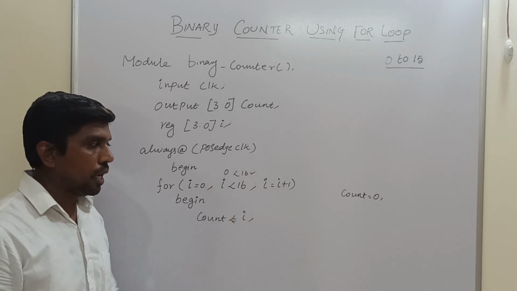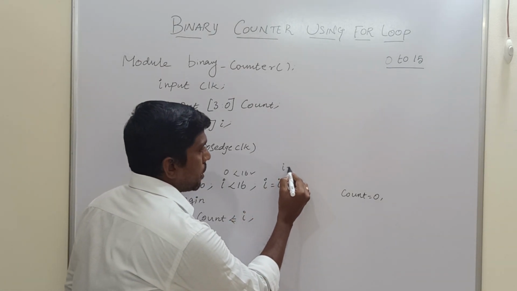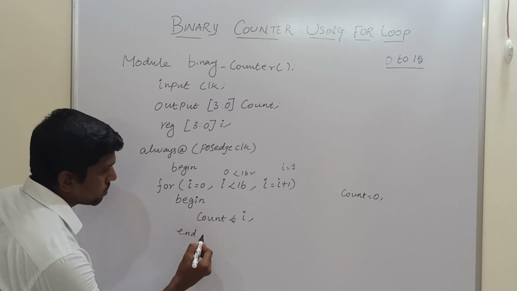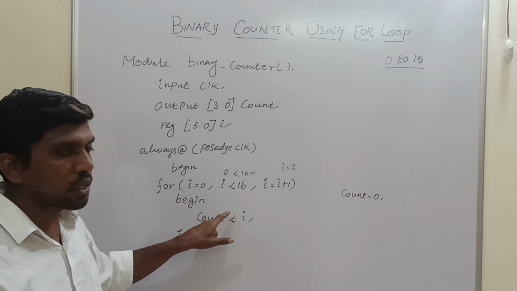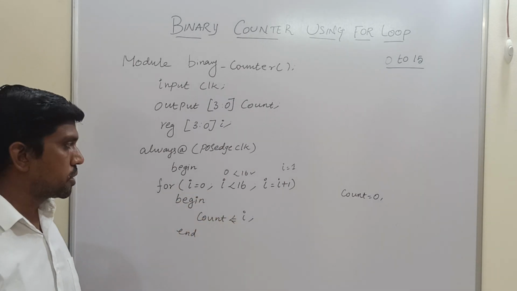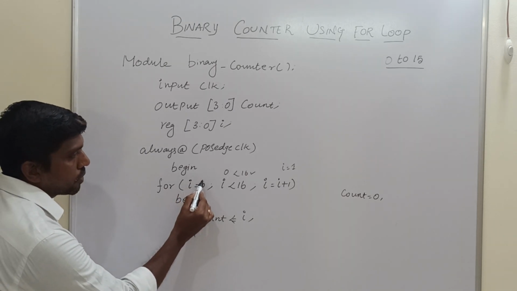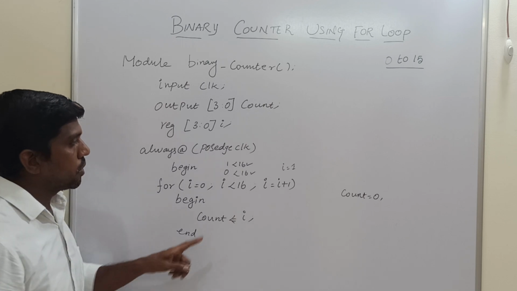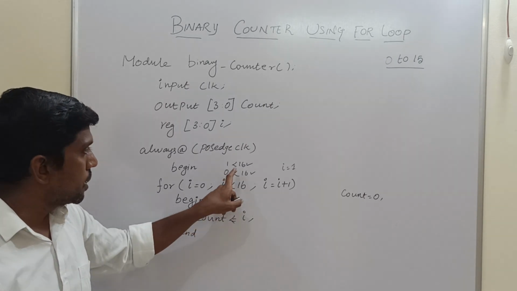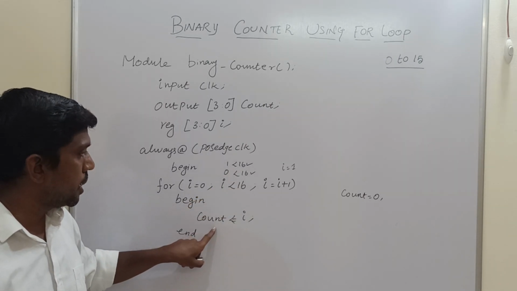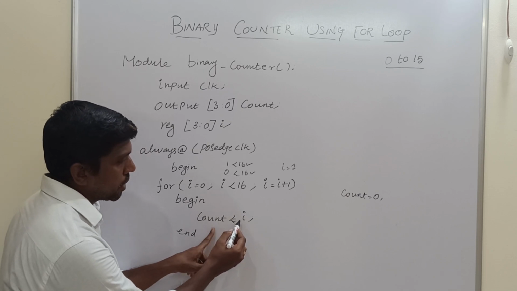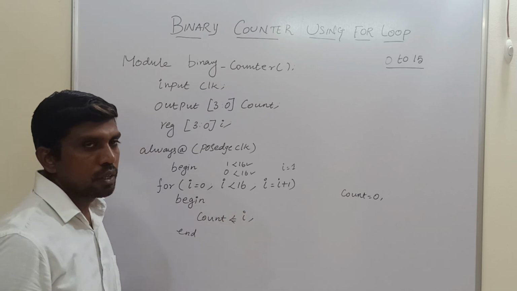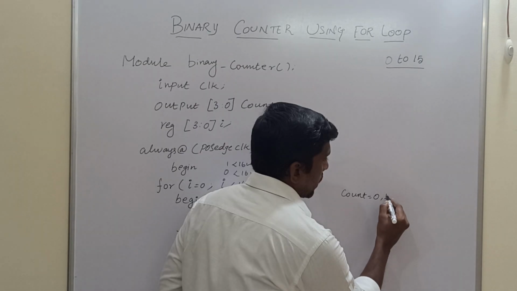Then i = i + 1, so now the i value goes to 1. Then end. Here the condition is true, so once again the loop is executed. Now the i value equals 1, and 1 is less than 16, so here also the condition is true. Condition true means it enters the statement. So count <= i. Now the i value is 1, so this 1 is assigned to count. Now this value is 1.